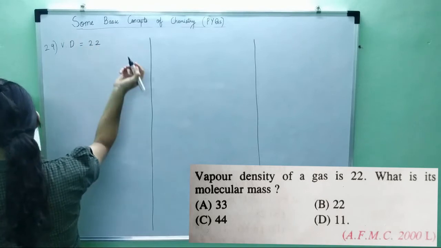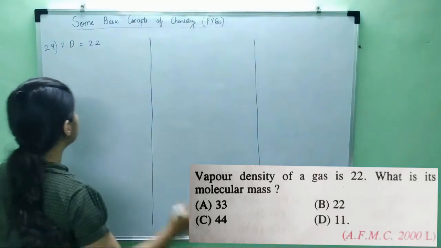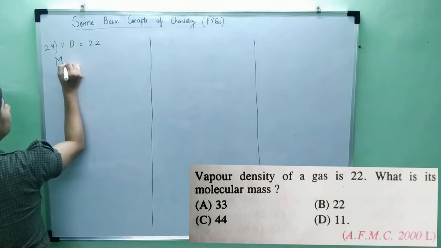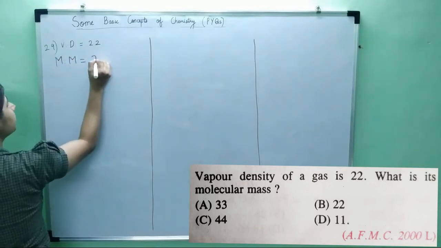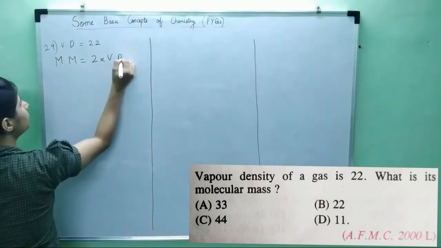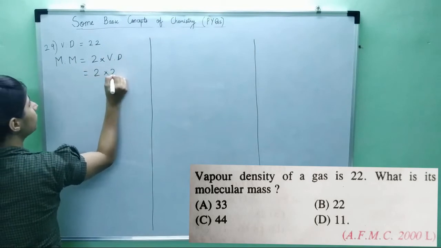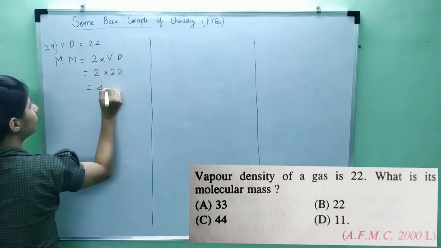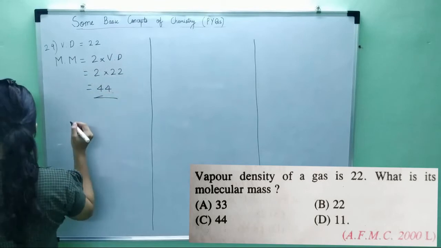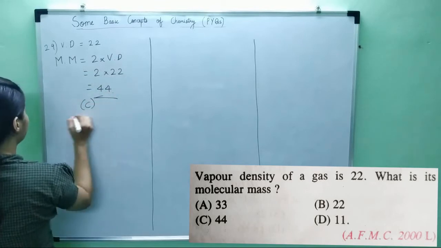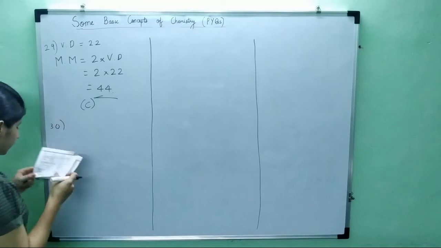What is the molecular mass? So this is quite simple. It is only based on the formula. So molecular mass is what? 2 into vapor density. So this comes out to be 2 into 22, which is 44. Okay. So which is the right option? C. Let's look at the next question.